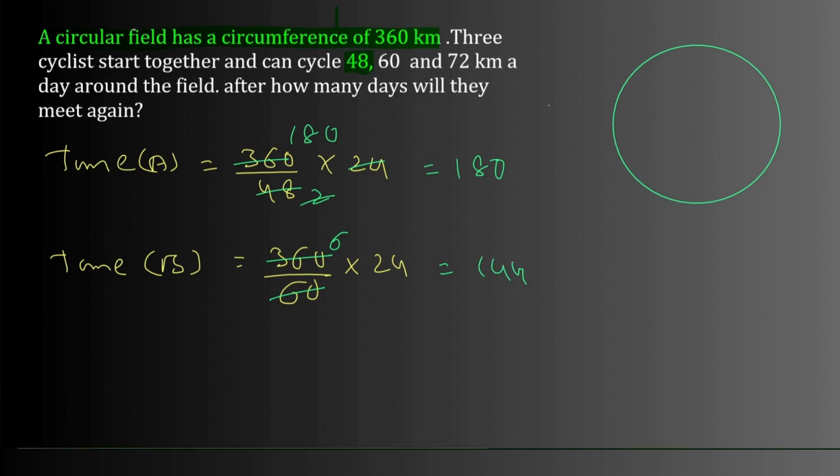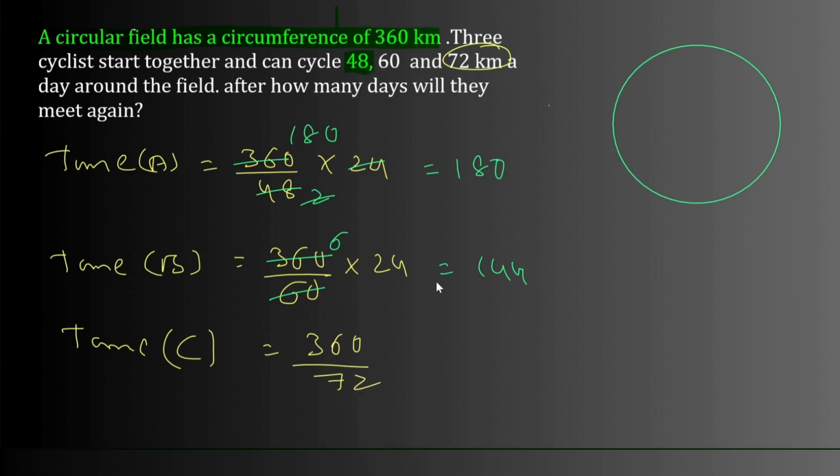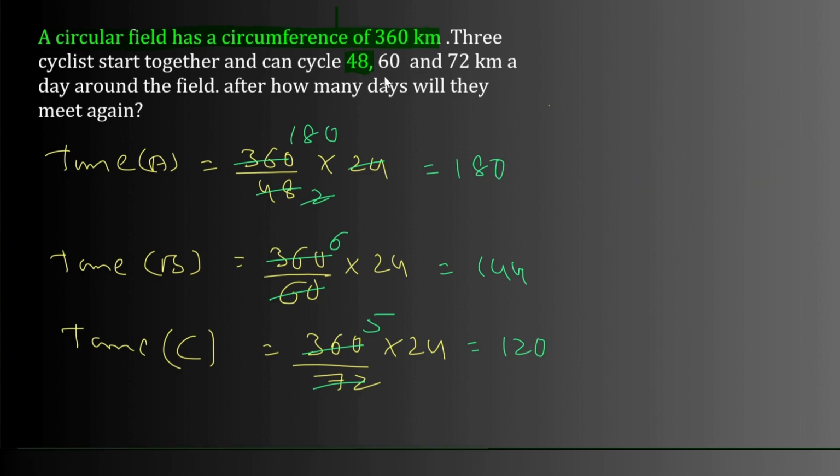And similarly, the last part, the time taken by the third person, let's say C, is going to be 360 kilometers covered at the rate of 72 kilometers per day. But then we'll be multiplying by 24. So this is divisible by 72 5 times, and 5 into 24 is 120. Now, once we got the time taken by each person, what we have to find out finally is after how many days will they meet again.